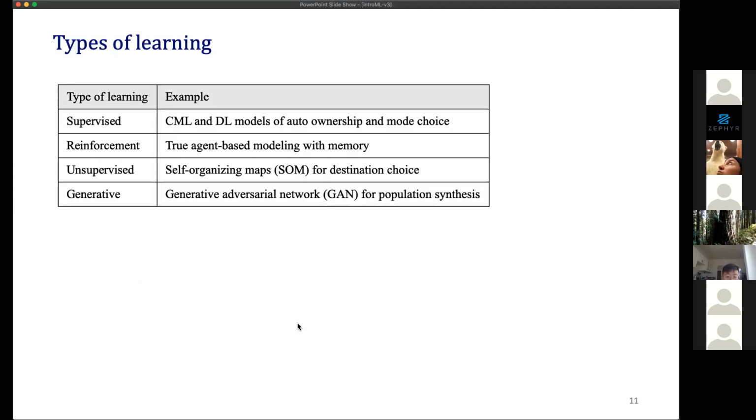So when we talk about machine learning, we talk about different types of learning, and I've listed on the screen a couple of examples from our domain. Supervised learning is by far the most common, and that just occurs when the training data contains the correct outcome. In other words, both predictors and a response variable. And we have CML, classical machine learning, and deep learning models of auto ownership and mode choice have been attempted by a lot of academics, as well as by the 3 stooges here.